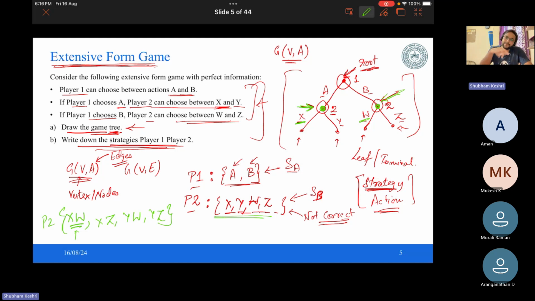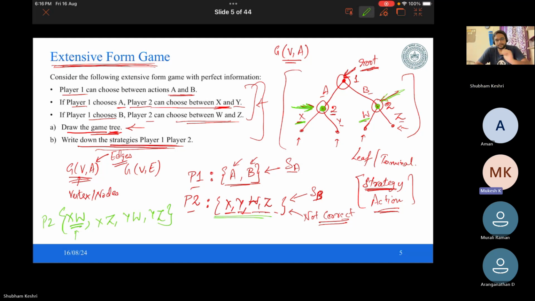And this definition can be taken to normal form game as well. And in that case, strategy definition and action definition merge and become the same. And therefore, we are saying strategy and action in a normal form game are the same thing, but not in an extensive form game. So here, if this is a strategy, what will be the action? Action is defined for a particular node. So when you are at this node, you can either take an action X or an action Y.